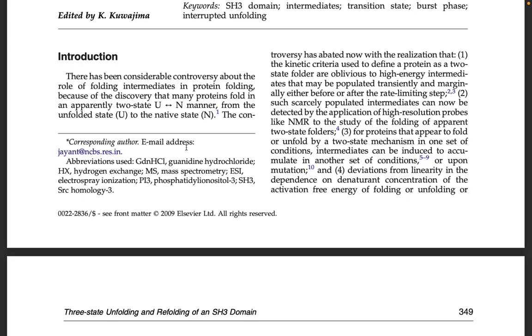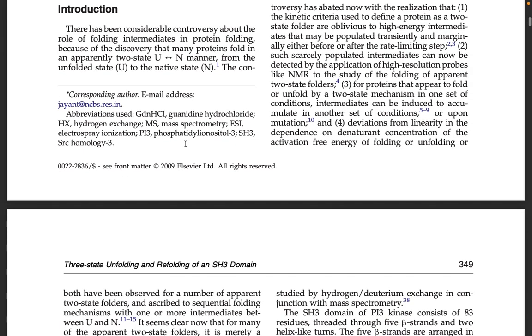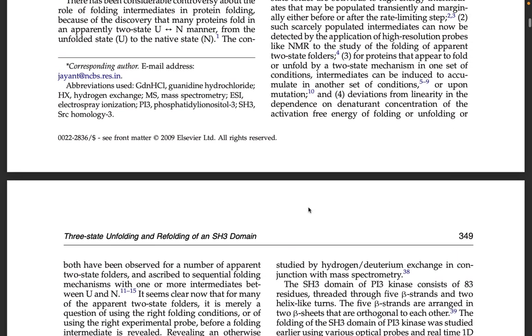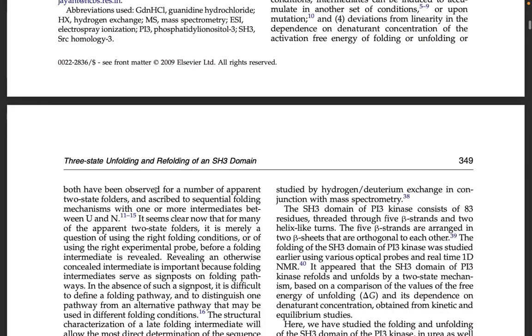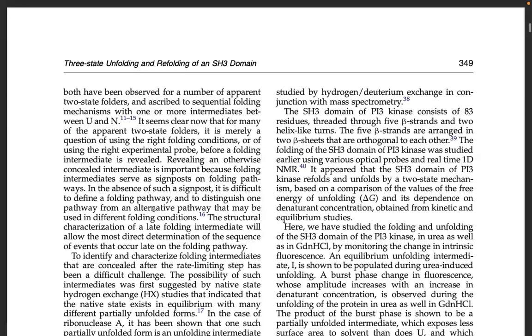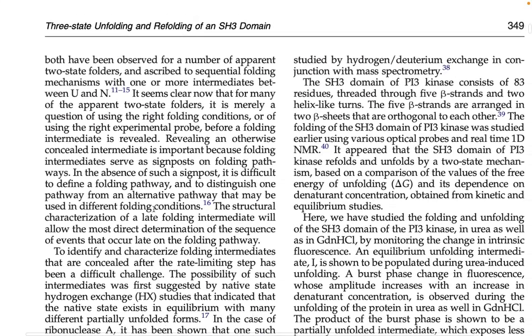Second, such scarcely populated intermediates can now be detected by the application of high resolution probes like NMR to study the folding of apparent two-state folders. Third, for proteins that appear to fold or unfold by a two-state mechanism in one set of conditions, intermediates can be induced to accumulate in another set of conditions or upon mutation. Fourth, deviation from linearity in the dependence on denaturant concentration of the activation free energy of folding or unfolding, or both, has been observed for a number of apparent two-state folders and ascribed to a sequential folding mechanism with one or more intermediates between U and N.